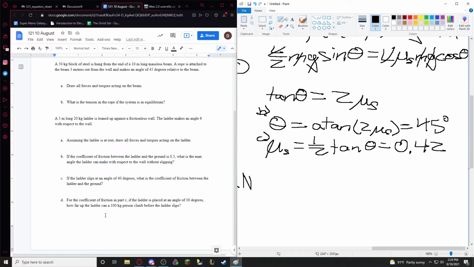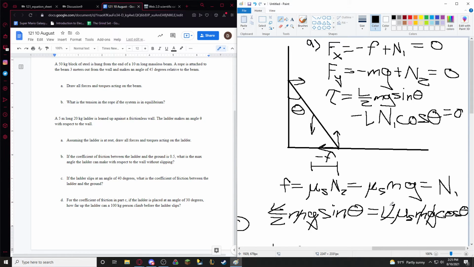So now, if we were to take that coefficient from part C, and we're going to place the ladder at an angle of 30 degrees. How far up the ladder could a 100 kilogram person climb before the ladder slips? So, what would change about this situation from the original situation? Fx would change. What was that? Our forces in the x direction would change. How so?